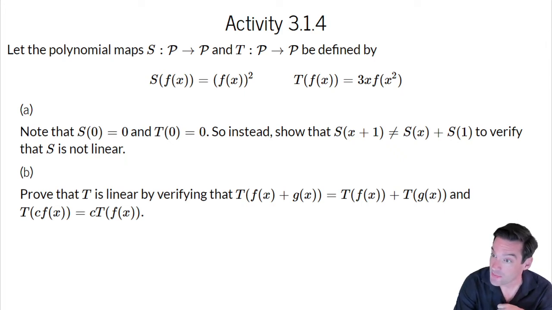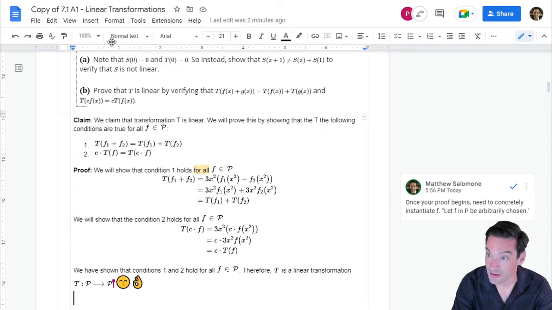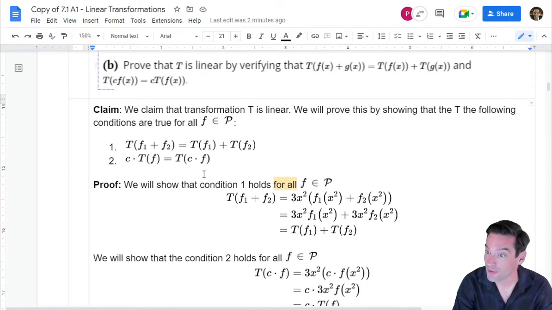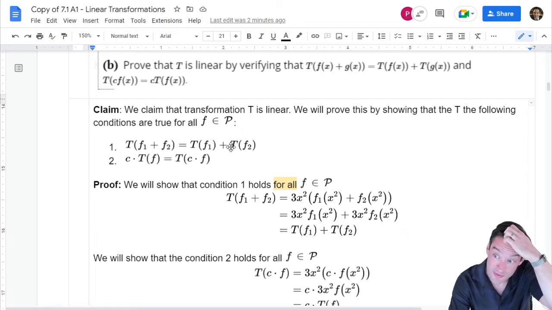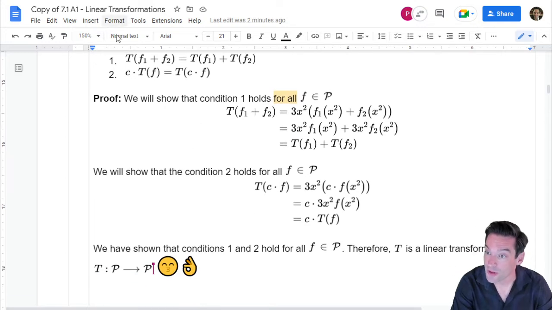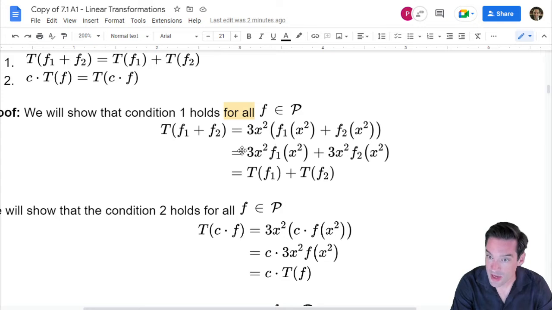And I want to just quickly spotlight the work that Team 2 did on this one, because they endeavored to write out that sort of 5-step proof. We claim that this transformation is linear. We'll prove by showing that the following conditions are true for all functions, that T of f1 plus f2 is T of f1 plus T of f2, and that c times T of f is the same as T of c f.